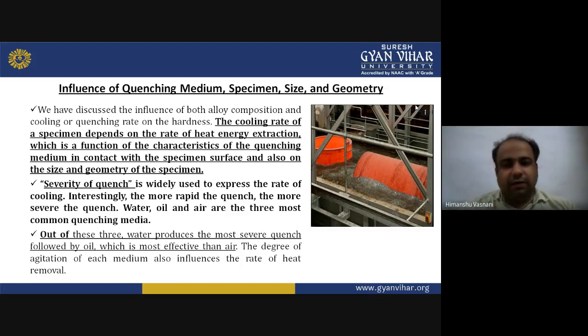If it is bigger, then it will take a different time. If it is smaller, then it will take a different time. If the geometry is complex, then the parameters also change. If the geometry is simpler, then they change too. So, severity of quench is widely used to express the rate of cooling. Interestingly, the more rapid the quench, the more severe the quench.